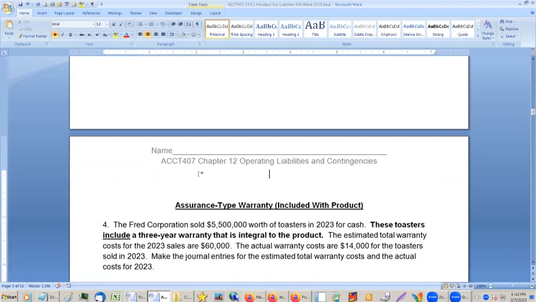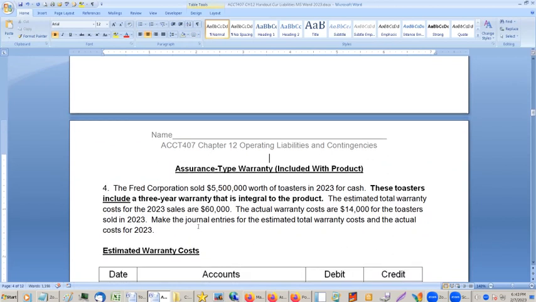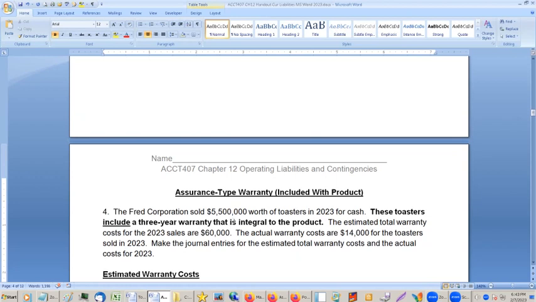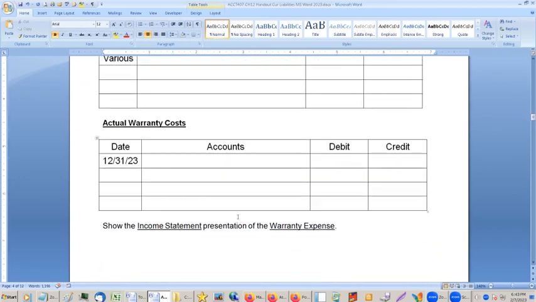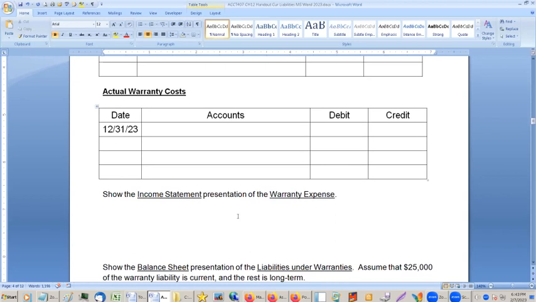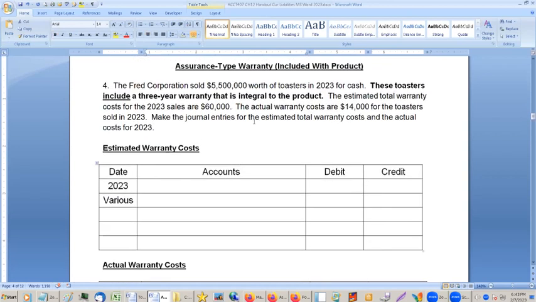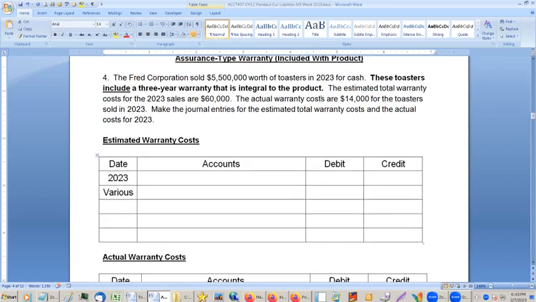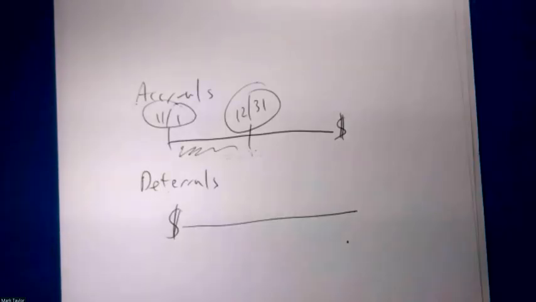All right, warranties. Our warranties, they actually come in 2 different flavors. And hey, that's not me. Not me either. Yeah, it is me, but it's a picture of me.